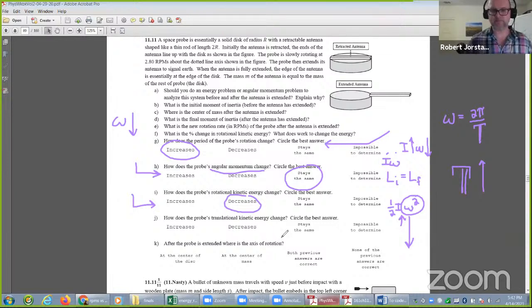All right. Next. How does the probe's translational kinetic energy change? So I want to be clear. The previous one was talking about rotational kinetic energy. Now I want to talk about translational. Go with your gut. Again, it's okay to be wrong. We're going to talk about it. What do you think for translational kinetic energy, somebody?